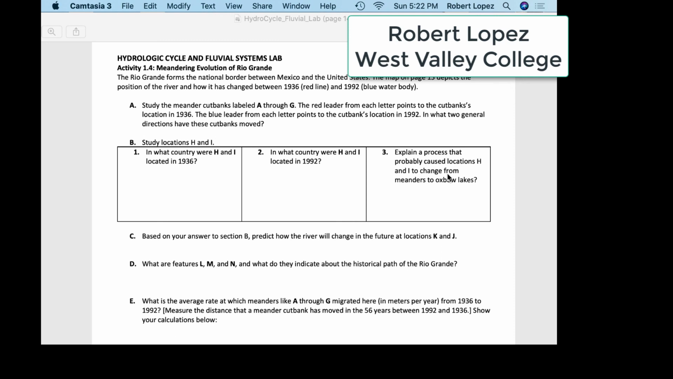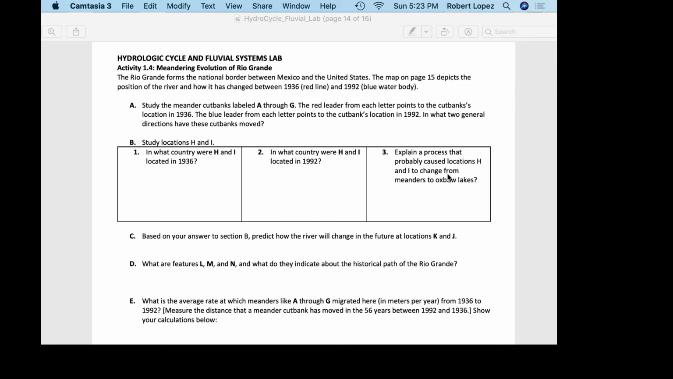And again, we're working on the last part of the hydrologic cycle in Fluvial Systems Lab. And this part deals with the meandering evolution of the Rio Grande and also the headward erosion of Niagara Falls. The first part, on the Rio Grande, we're going to look at meander cut banks and point bars. And here they're labeled A through G.